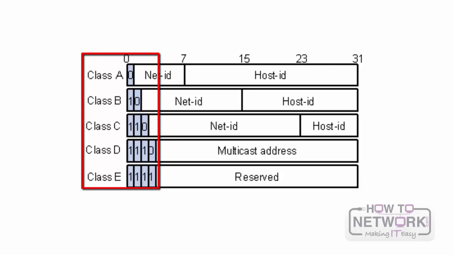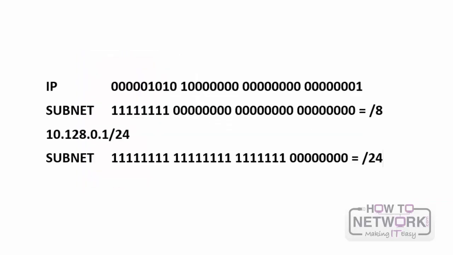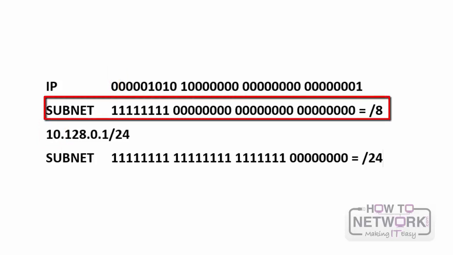Now, subnetting plays an important role in IPv4 addressing, since you want to be able to break down the networks into smaller ones. As you can see here, we have a Class A IP address, and if we were to use its default subnet mask, it would be a /8. That is, the first 8 binary bits would be 1s and the rest would be 0s. But this would mean we have hundreds of thousands of IP addresses in this one subnet.